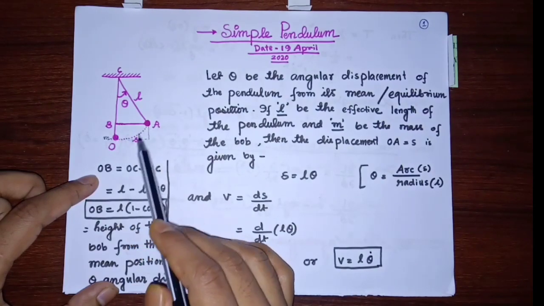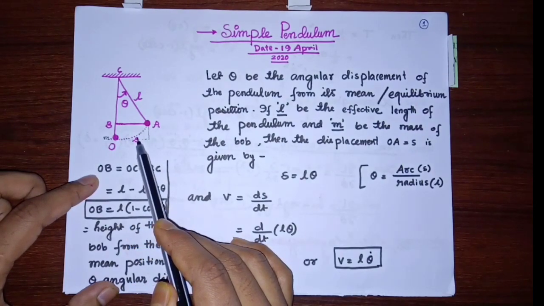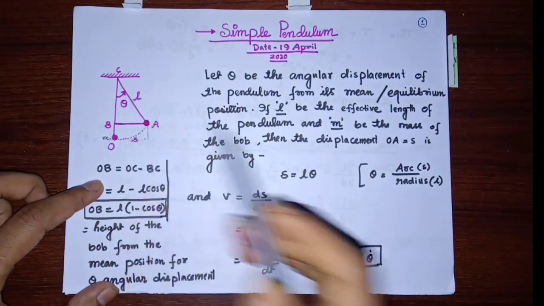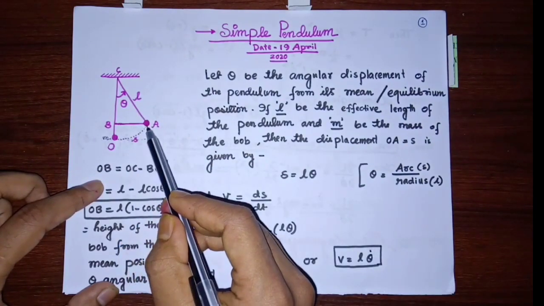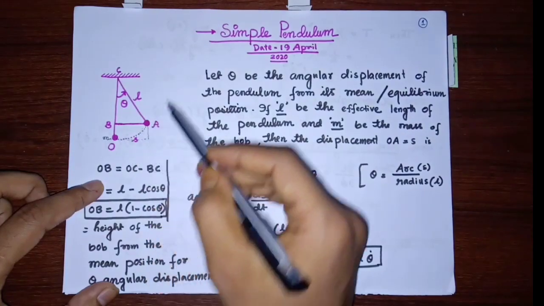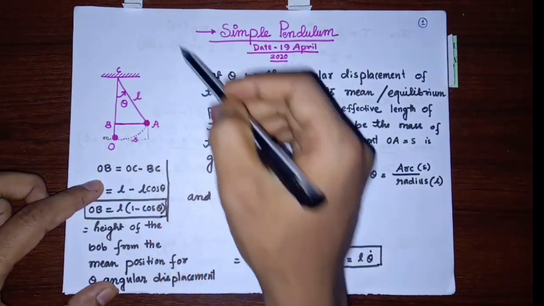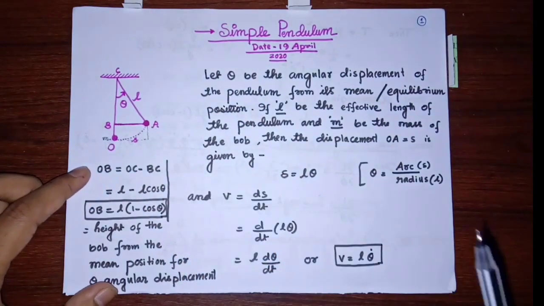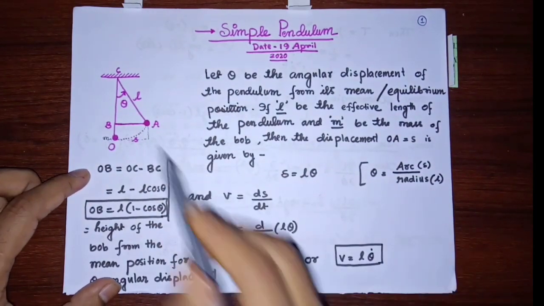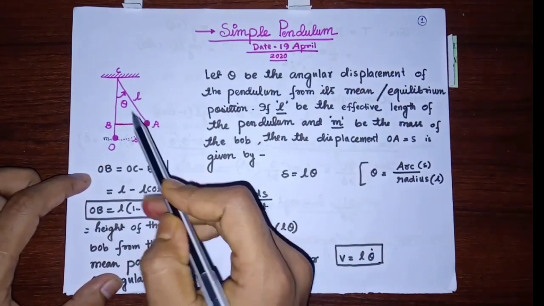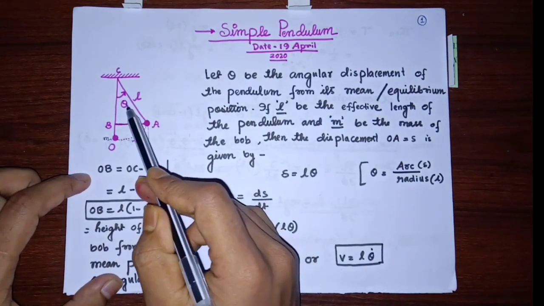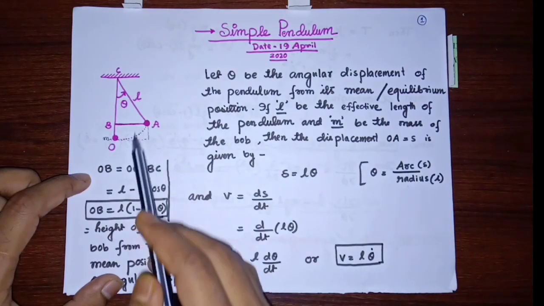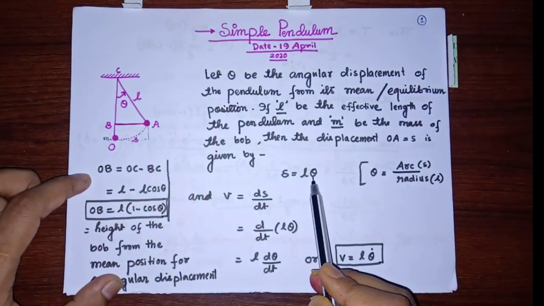So this OA is S, and this S can be written as L into theta, because if this is considered as the arc, and this is the radius, if it moves, it will complete a circle. So L can be thought of as the radius, and theta is the angular displacement. We know arc is equal to theta into radius, or theta is equal to arc by radius. So S is equal to L into theta.